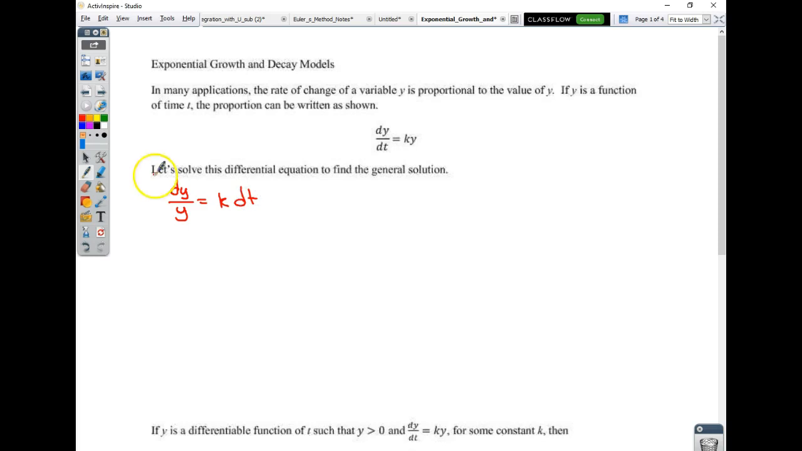Next step in the process, we would integrate both sides. The antiderivative of dy over y is ln|y|. And the antiderivative of k dt is what? We are taking the antiderivative of k, but we're taking k as a constant. We're actually taking the antiderivative with respect to t. So a constant with the antiderivative with respect to t would create kt plus c.